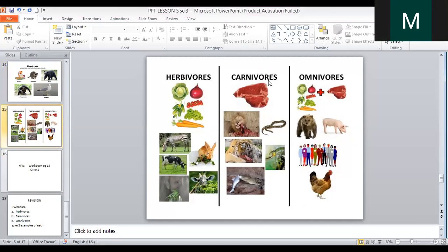Okay, so if we look at this, this table makes it very easy. Herbivores and their examples. Carnivores eat meat and their examples. Similarly, omnivores, their food and the examples, right?